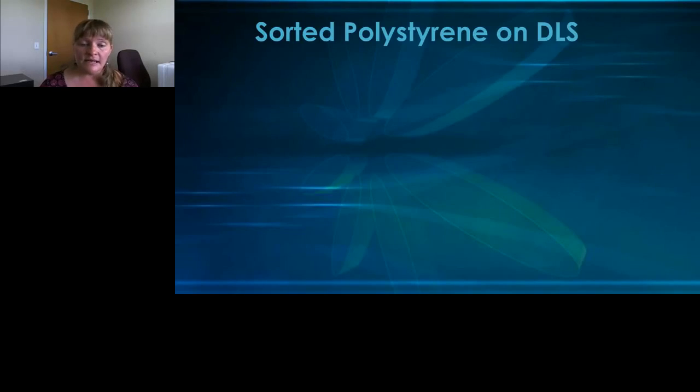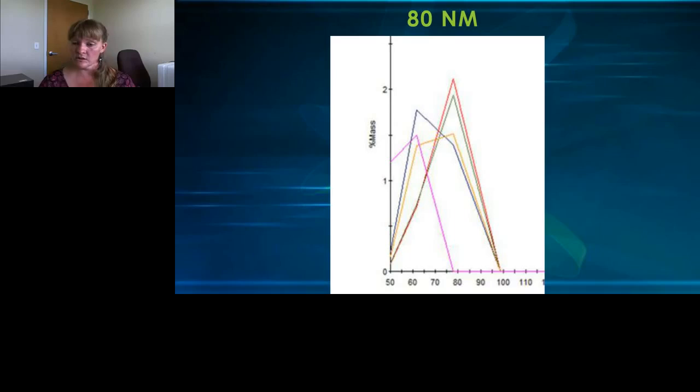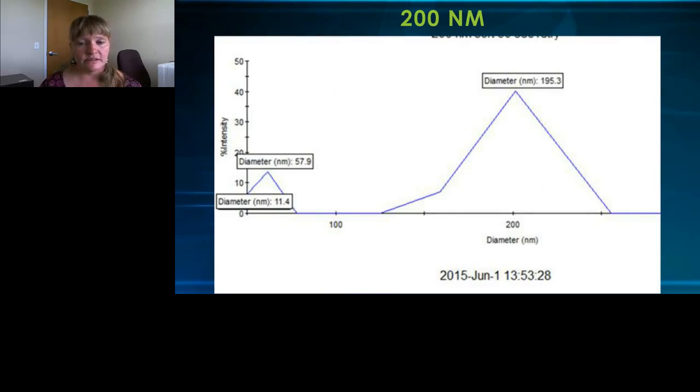The dynamic light scatter data indicated that the 80 nanometer bead population sort output from the Astrios EQ had 80 nanometer beads in it, which feels good. And it also didn't have any 200 nanometer beads. Now the 200 nanometers we sorted out had 200 nanometers, as seen, it was measured at 195.3, but it also had a few contaminants located on the lower left-hand side.